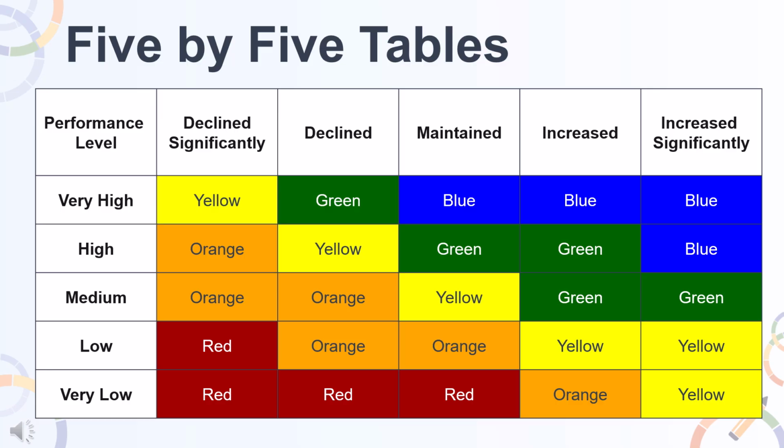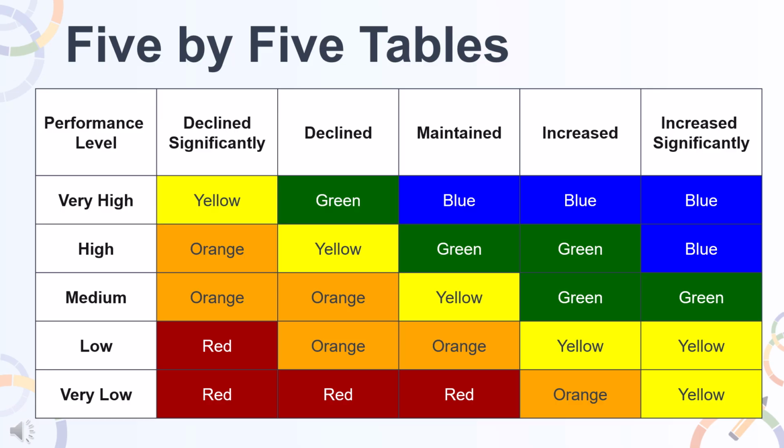The 5x5 table shows the performance level with the top row representing change from the prior year. The possible change levels are declined significantly, declined, maintained, increased, and increased significantly. The first column represents the status level in the current year. Status levels include very high, high, medium, low, and very low. The intersection of change and status will give the performance level or color.